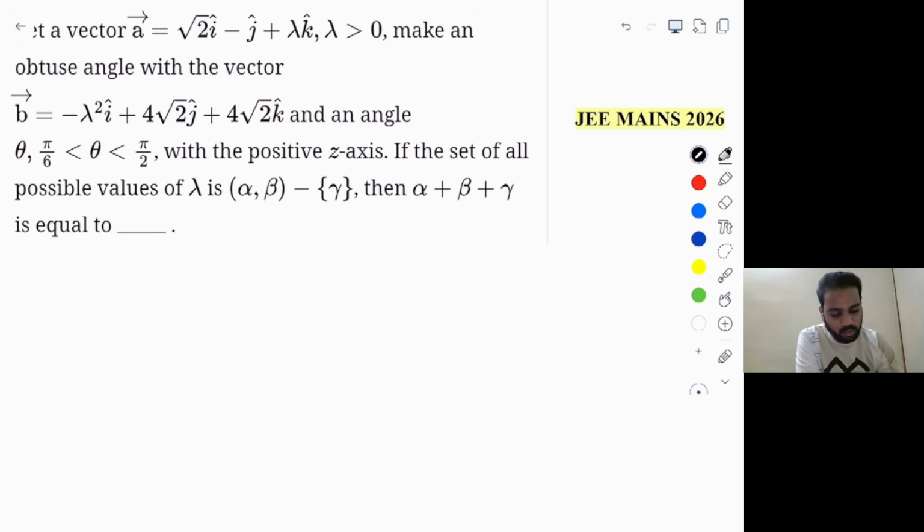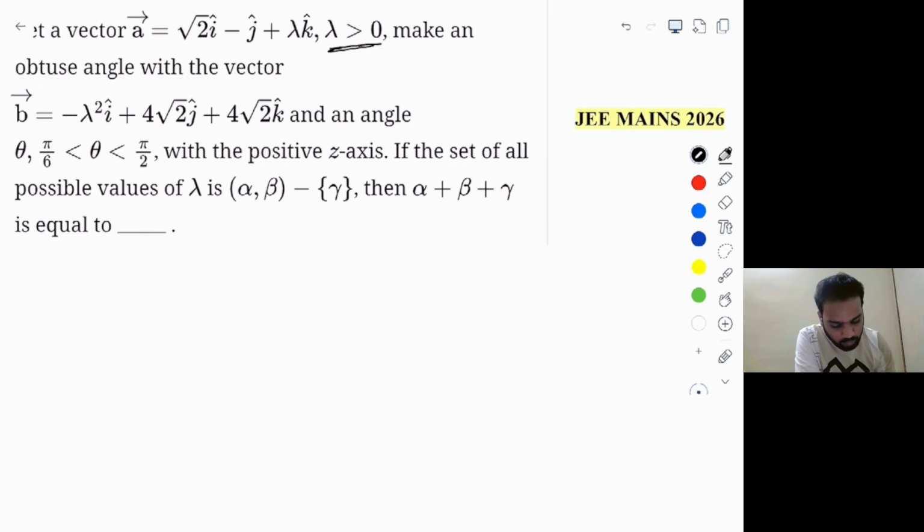The first thing, there are two vectors given, a bar and b bar, and moreover, lambda is greater than 0. Let's keep that in mind. And then they said that the two vectors have an obtuse angle between them. If the vector a bar makes an obtuse angle with the vector b bar, first, let's try to simplify that.